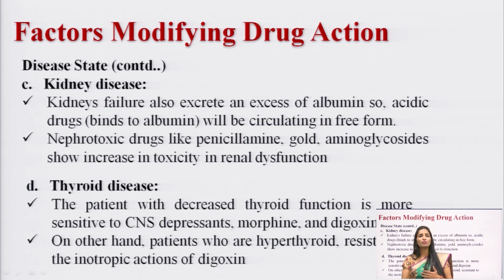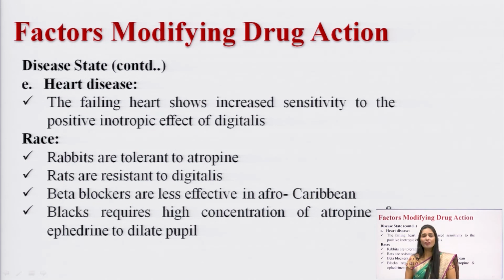And thyroid condition also: you can see hypothyroidism and hyperthyroidism. In hyperthyroidism, it can show resistance to the inotropic action of the drug digoxin. And if I am talking about hypothyroidism, if you administer a CNS depressant like morphine or digoxin, it can show a sensitive action. Okay, and heart failure definitely can show sensitivity to the positive inotropic action of a drug like digitalis.